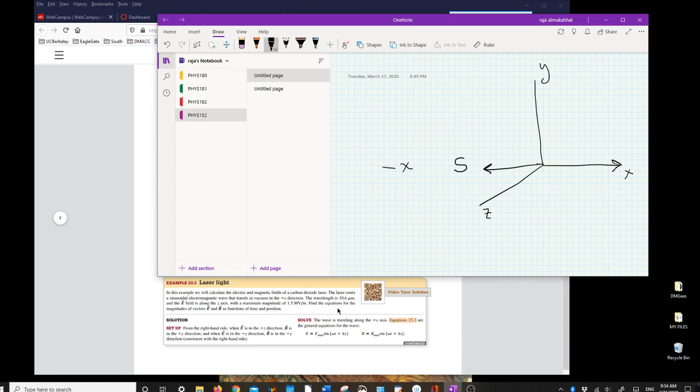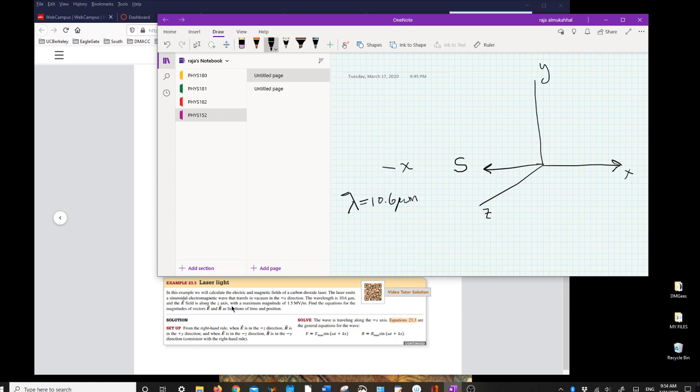And then he says the wavelength of this wave is 10.6 micrometer. So let me write it down here. It's a struggle trying to write with this silly pen. Lambda is equal to 10.6 micrometer. And the E field, he said, is along the z-axis.